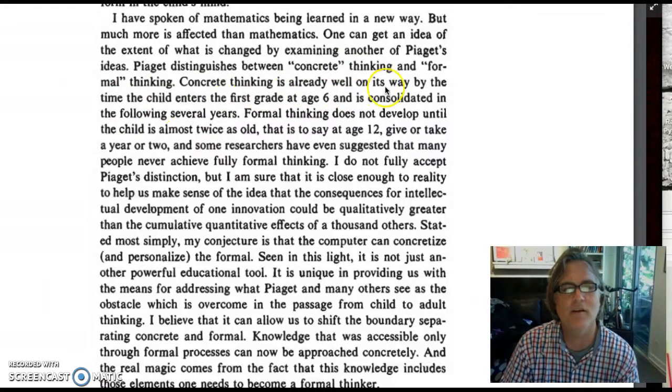Concrete thinking is already well on its way by the time the child enters the first grade at age 6. And formal thinking does not develop until the child is almost twice as old. Some students, it is claimed, never fully achieve formal thinking.